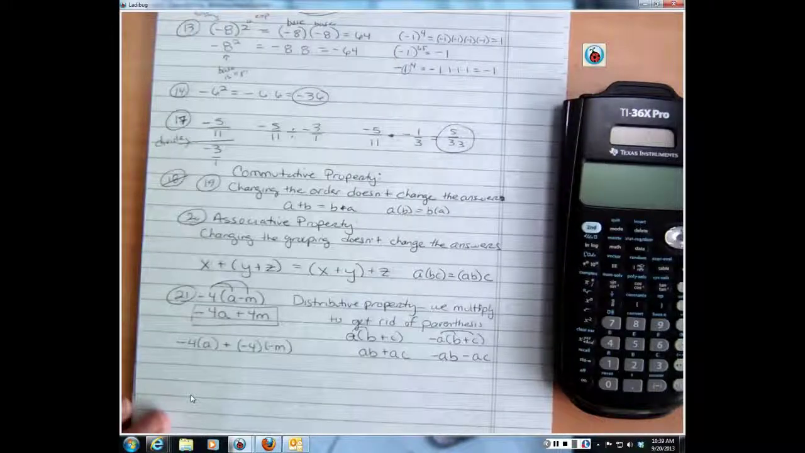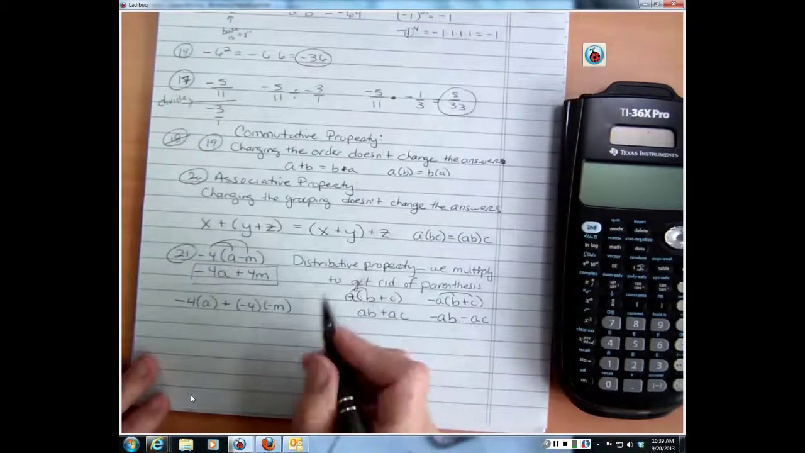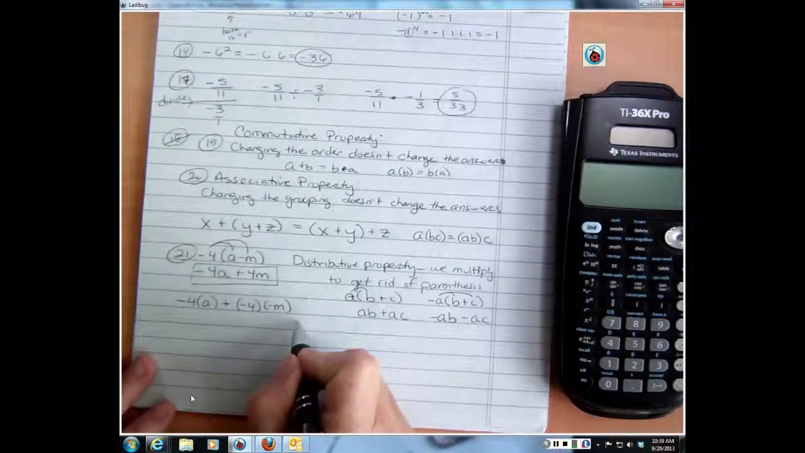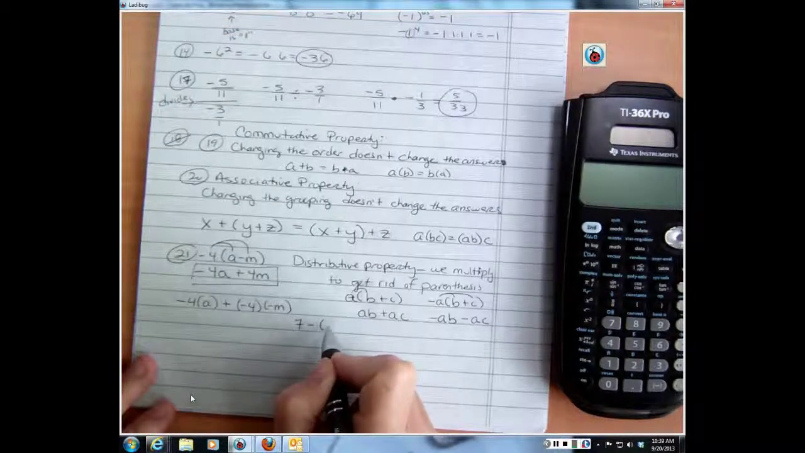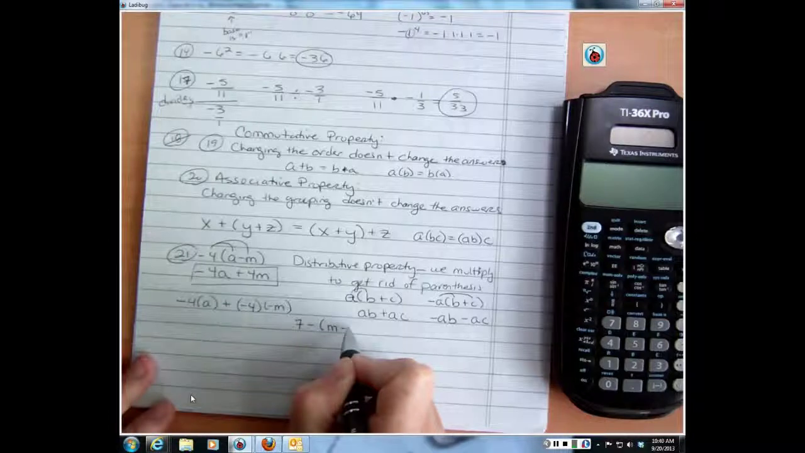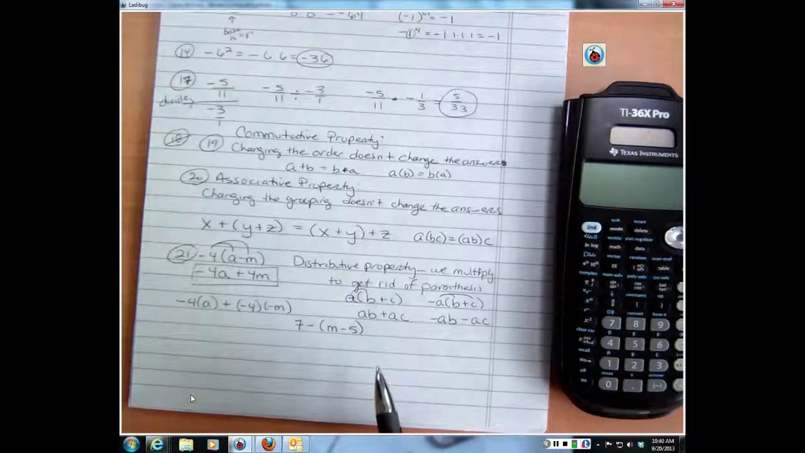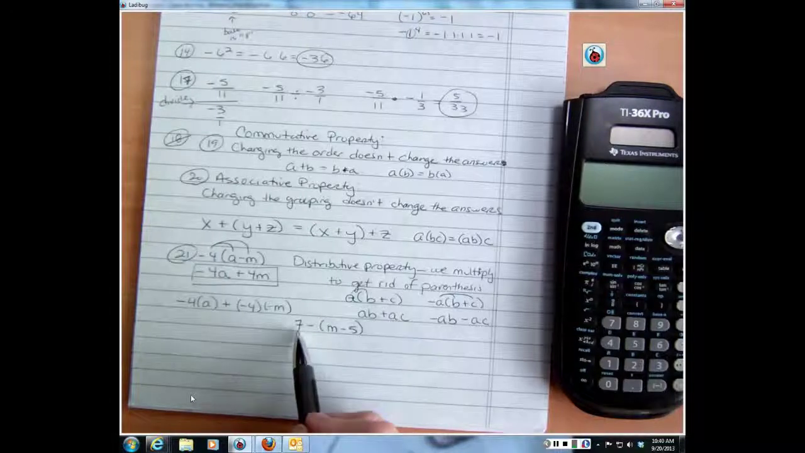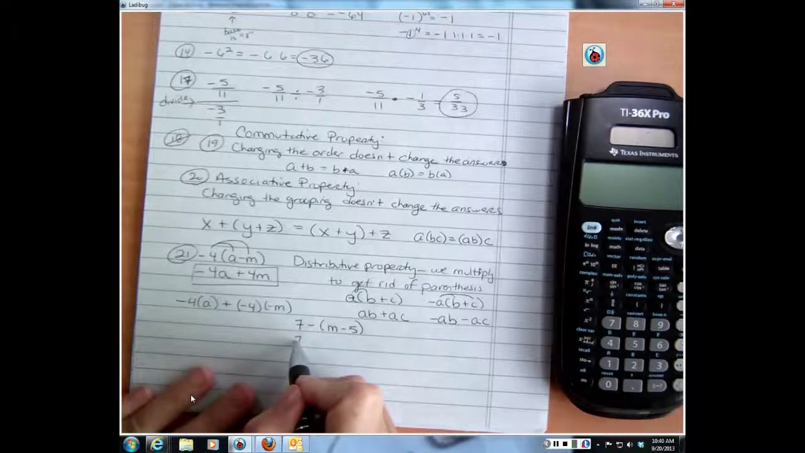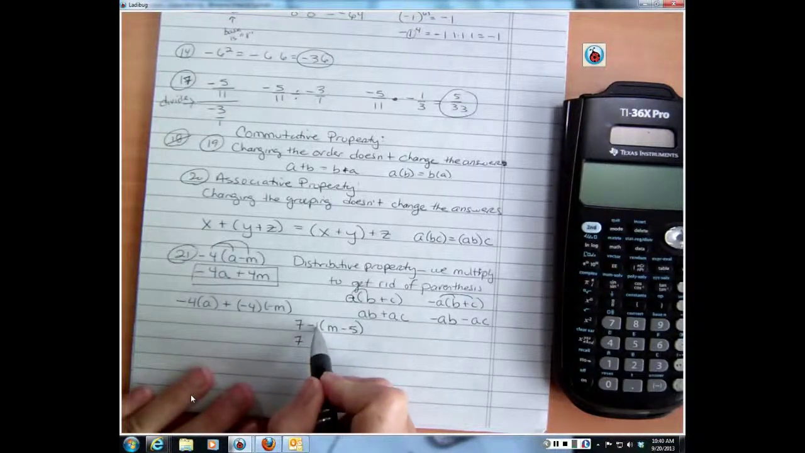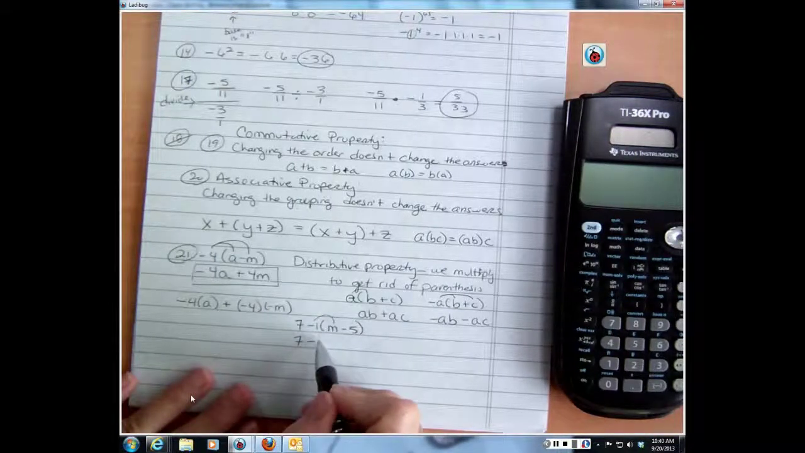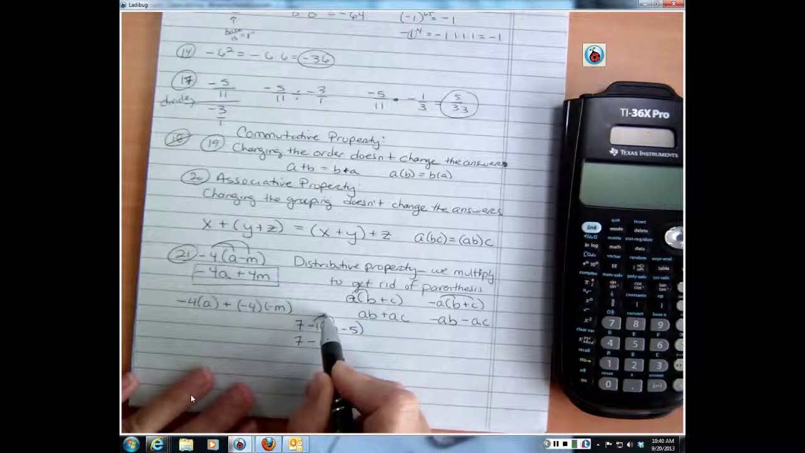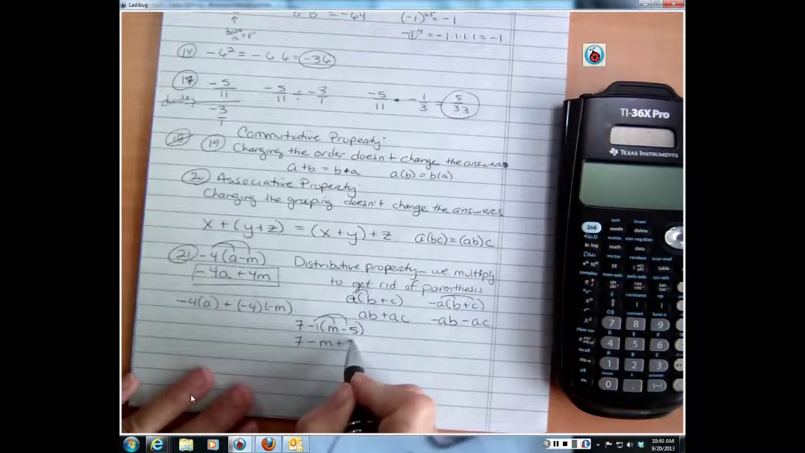And while we're at it, I'm going to show you this. If I have, let's say, 7 minus M minus 5, if you look at that problem, the number outside the parentheses that you're distributing is not 7. That has nothing to do with that. This is a little negative 1, even though we don't see it. It's negative 1 times M. It's negative 1 times negative 5. And then we could finish that problem out.